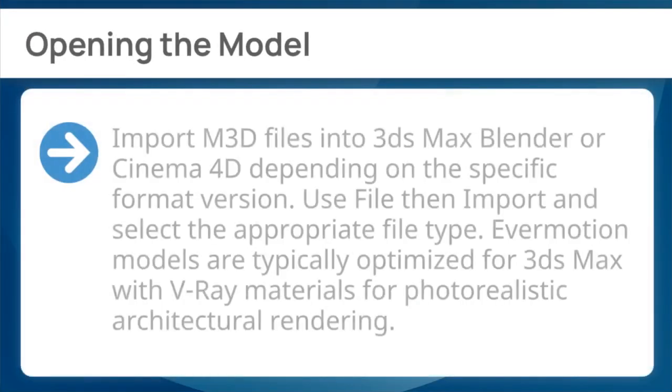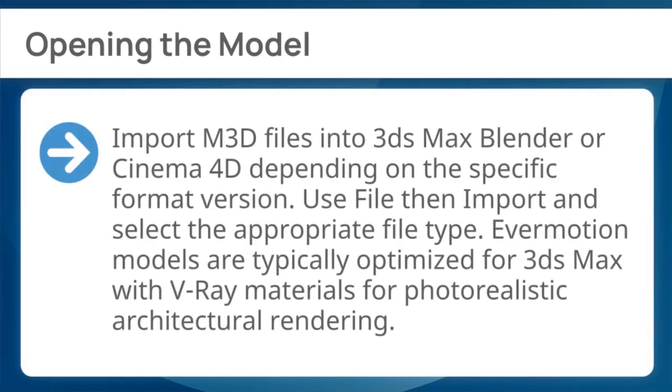First, opening the model. Import M3D files into 3ds Max, Blender, or Cinema 4D, depending on the specific format version. Use File, then Import, and select the appropriate file type. Evermotion models are typically optimized for 3ds Max with V-Ray materials for photorealistic architectural rendering.